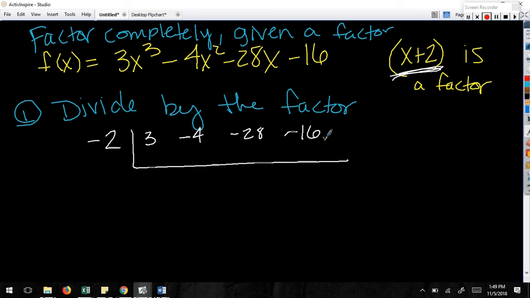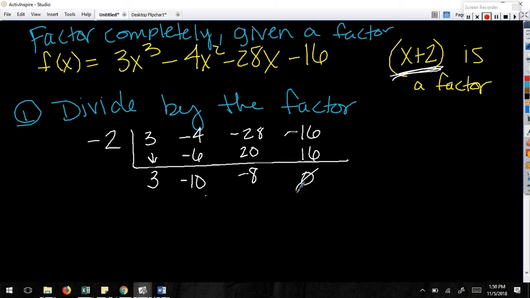All right, drop down the first. Multiply. Add. -10. Multiply. +20. Multiply. Add. How do I know that that was a factor? No remainder. No remainder, that's exactly right.